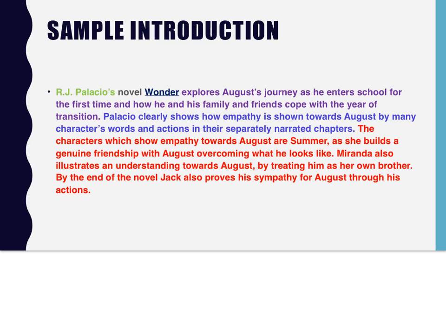So here are the 3 points. The characters which show empathy towards August are Summer, as she builds a genuine friendship with August, overcoming what he looks like. Miranda also illustrates an understanding towards August by treating him as her own brother. And by the end of the novel, Jack also proves his empathy for August through his actions. So you can see our 3 main characters, Summer, Miranda, and Jack, are being used, and they will form our 1, 2, 3 body paragraphs.